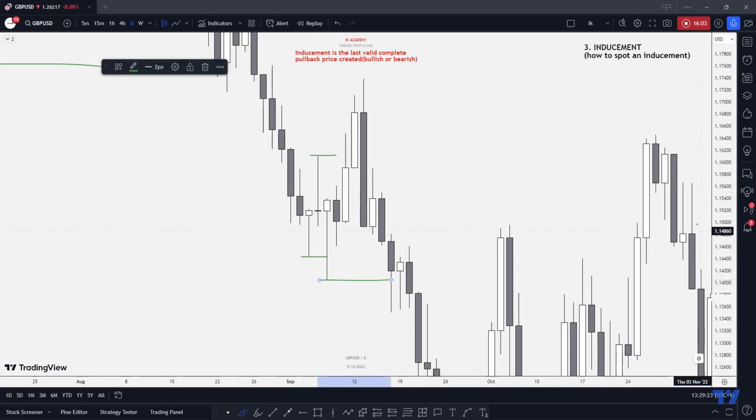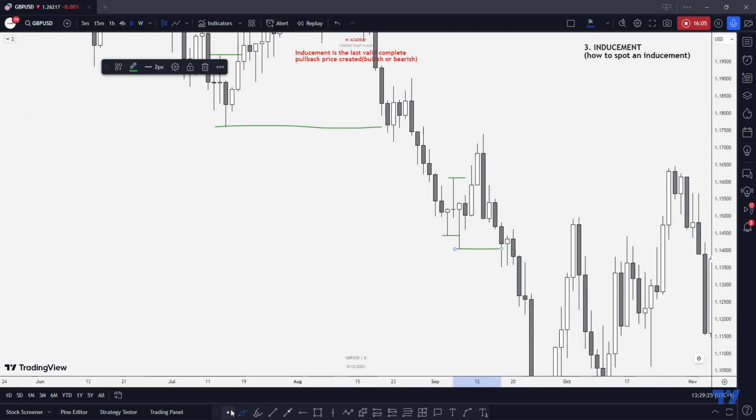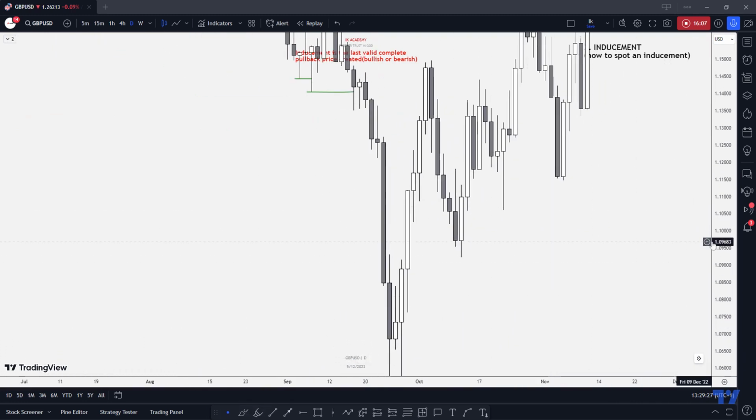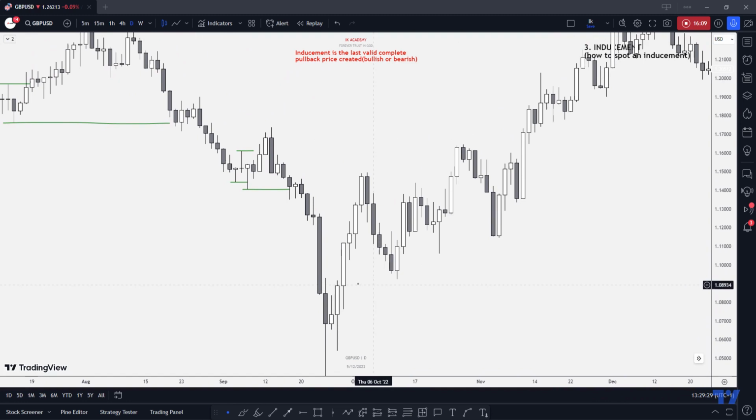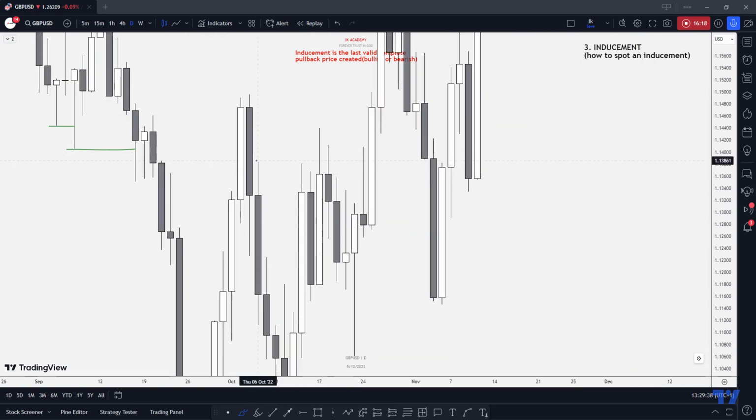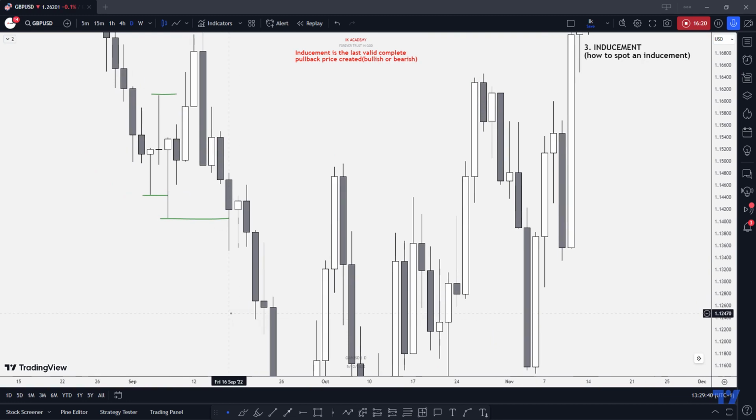Price took out the low, we continue again, and then where's our last pullback? So this is the only high we can clearly see, because look at this. This is not a pullback. A lot of people will make this mistake again. This is not a pullback. This is not a pullback.